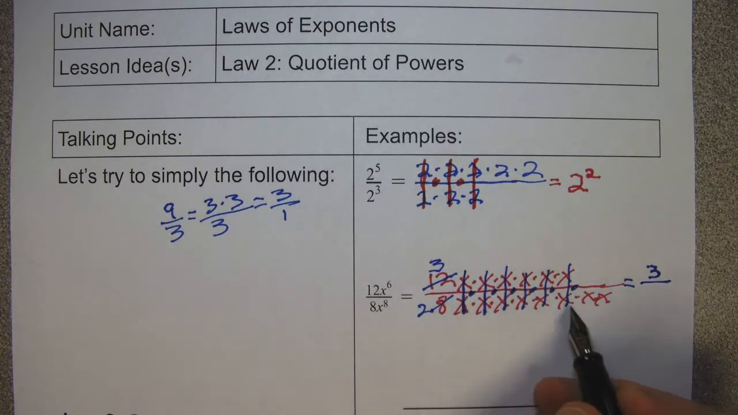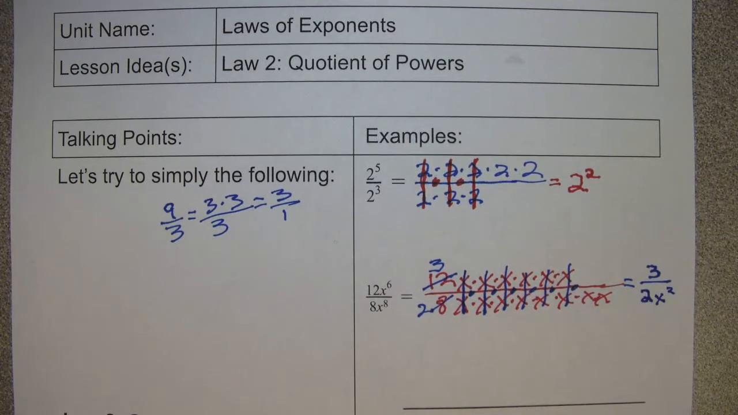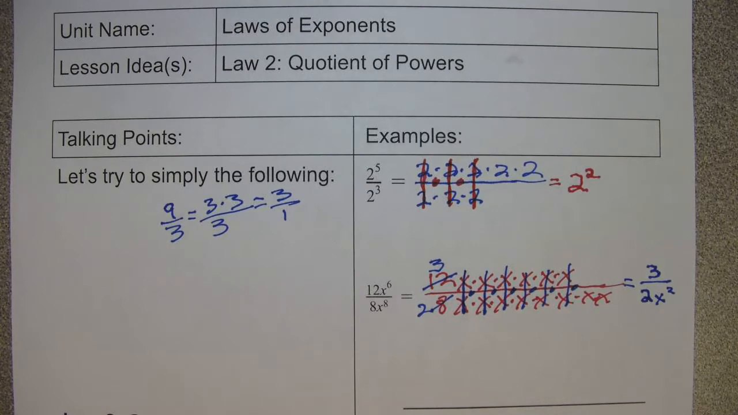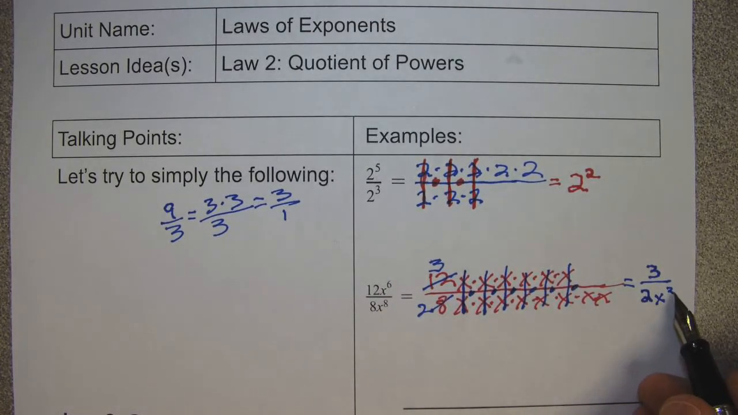2 times all these 1's is just 2. And then I've got x squared. So again, not dealing with coefficients because we already knew how to simplify a typical numeric fraction. What can we do with these powers? For example, how can I go from 5 and 3 down to 2? Or how can I go from 6 over 8 down here to a 2 in the bottom?